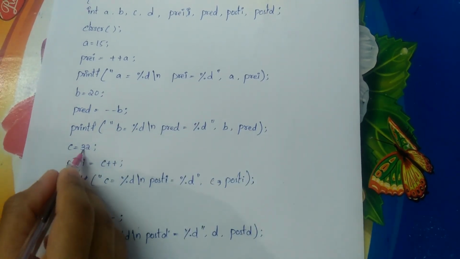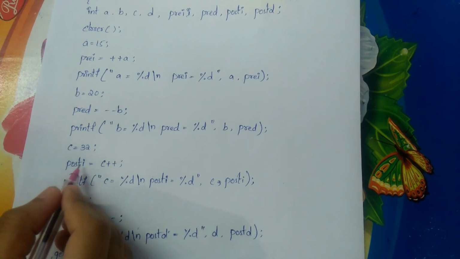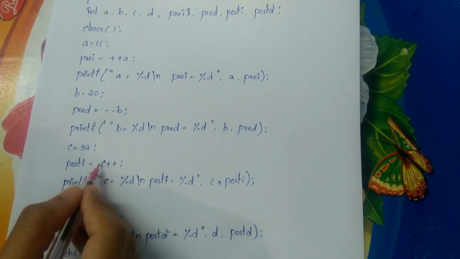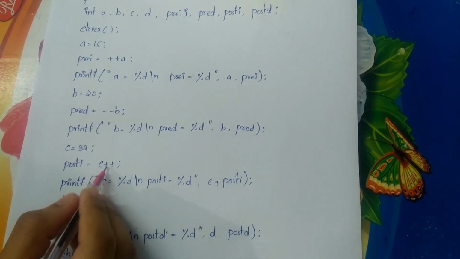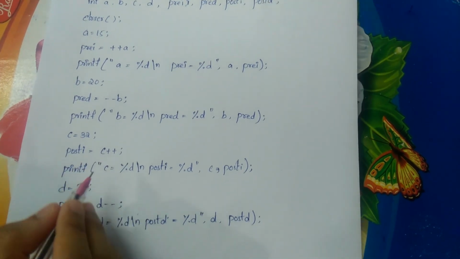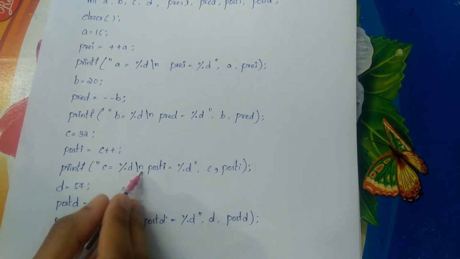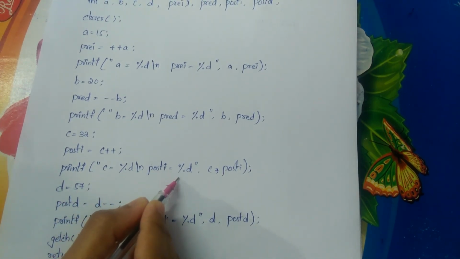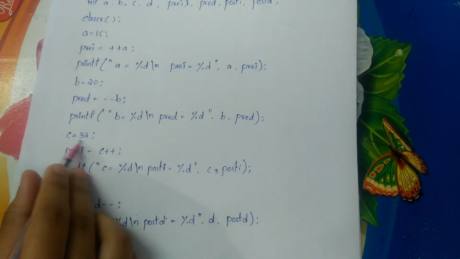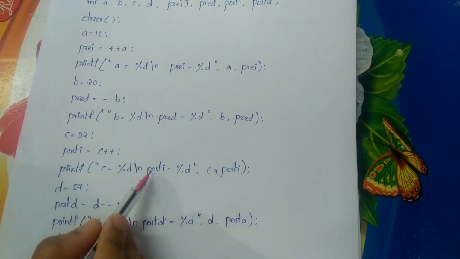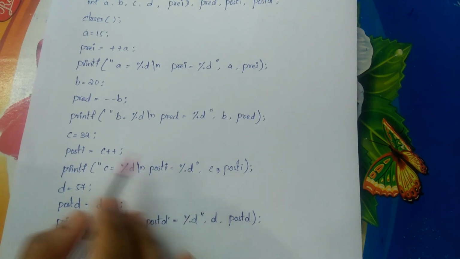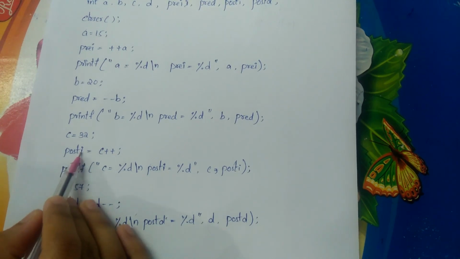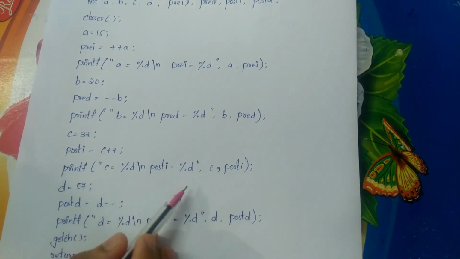Now next, c is equal to 32. This is for the post-increment. So post-i is equal to c++. In post-increment, we write the operator after the operand. So that is c++, and printf, c is equal to %d and \n, post-i is equal to %d. The first %d is for the value of c, and the second %d is for post-i. So this value will be stored in the post-i variable and it will be printed here.